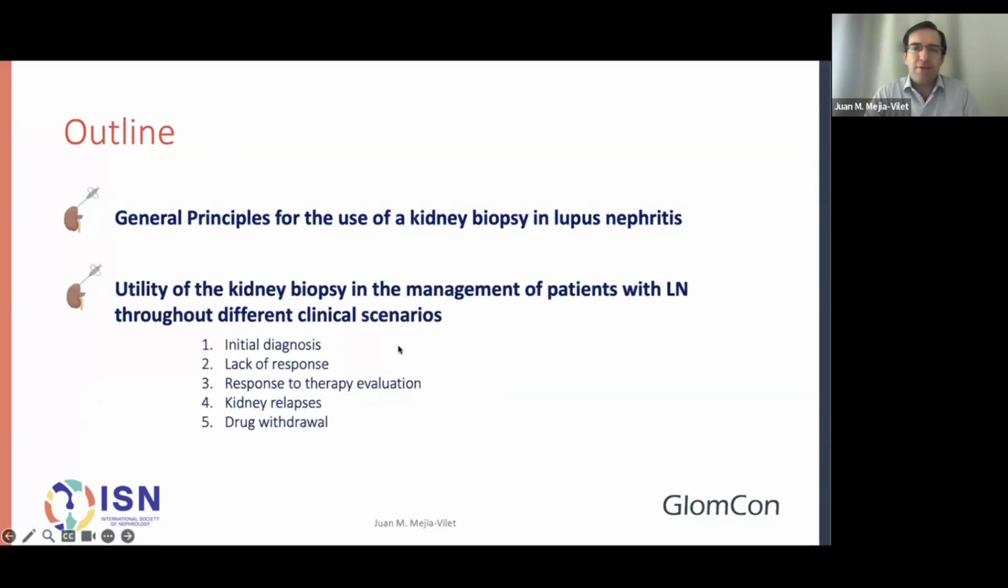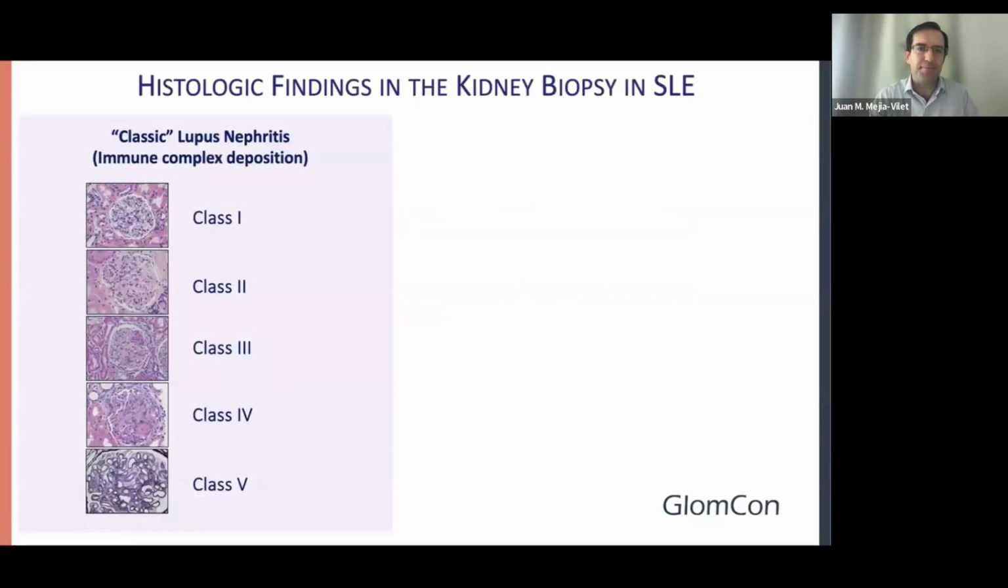Before going fully into the case, we will revise some general principles for the use of a kidney biopsy in lupus nephritis. And as you know, we refer to lupus nephritis as the common immune complex deposition disease. And this is the one that we classify with the International Society of Nephrology and Renal Pathology Society, ISN/RPS classification. I will refer to this as the classic lupus nephritis, the immune complex deposition disease.